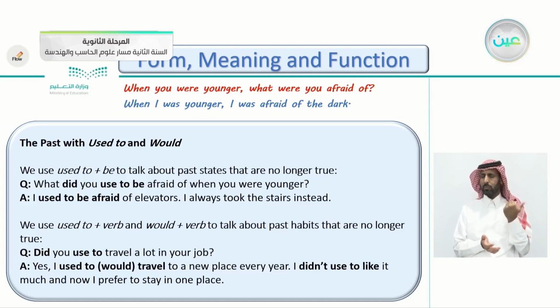For example, what did you used to be afraid of when you were younger? So this is the question form of using used to be. What did, of course, you're talking about the past here. What did you used to be afraid of when you were younger? I used to be afraid of elevators. I always took the stairs instead. So used to be, and then you put the state, afraid of elevators.